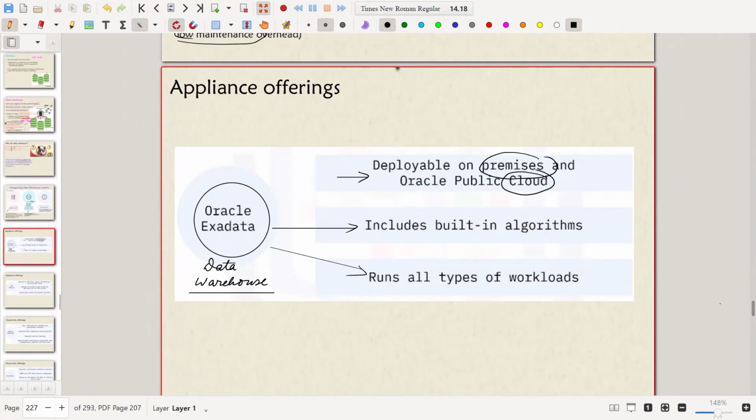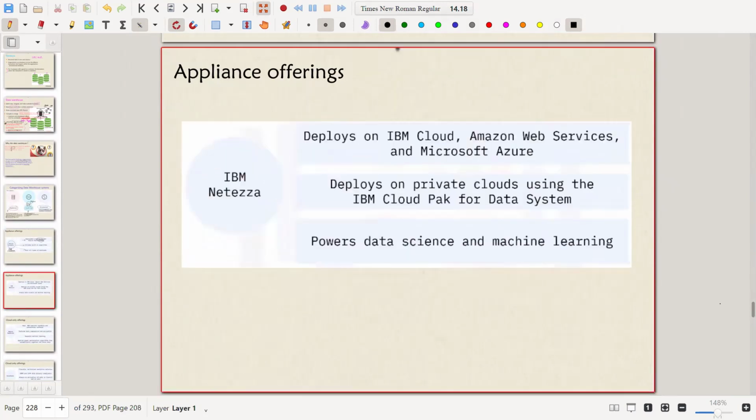So in the next few slides I'll be giving you, you will be hearing a lot of names. Okay. So this is by IBM, known as IBM Netezza, right? So you can see it deploys on IBM Cloud, Amazon Web Services, and Microsoft Azure, right? It also deploys on private clouds using IBM Cloud Pak for Data System. I mean, these are all IBM-related things. And one good thing about it is it has all these data science and ML tools inside it. So it can perform many different analytical tasks easily.